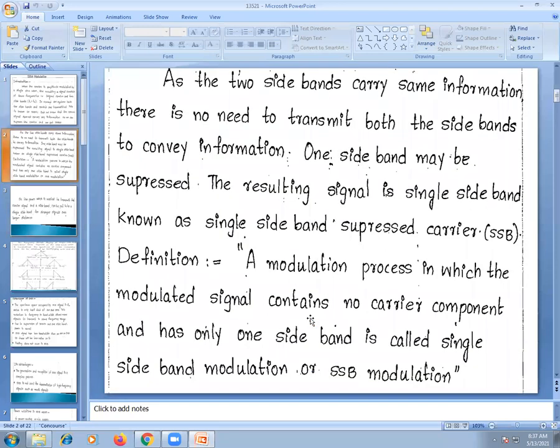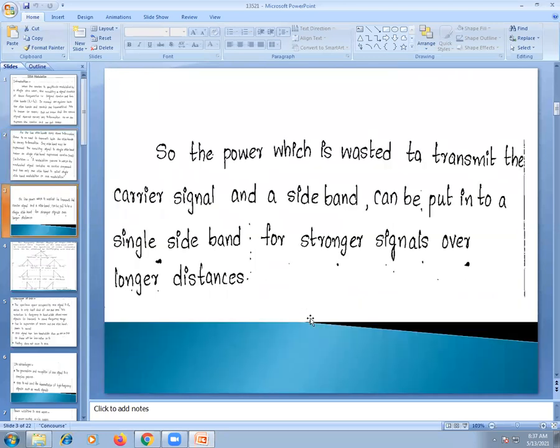Okay. So that is the definition of SSB modulation. Now, hello, are you able to see? The power which is wasted to transmit the carrier and sidebands can be put into a single sideband for strengthening the signal over a longer distance. So this is the essence of SSB modulation.